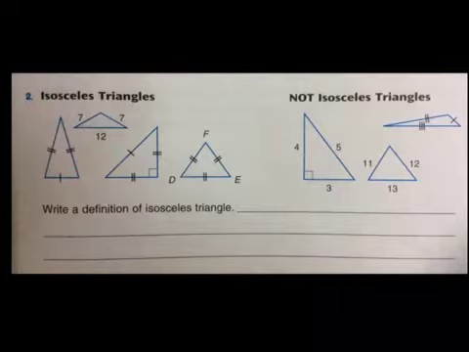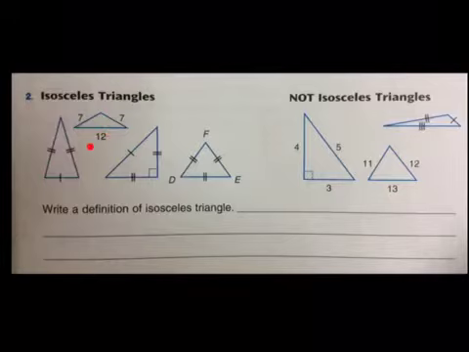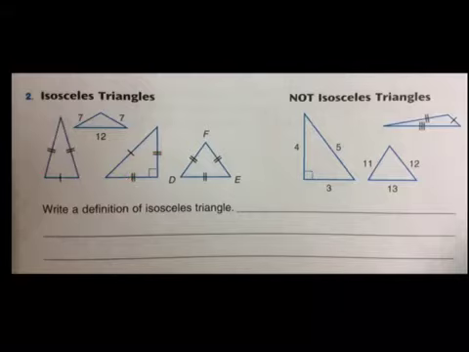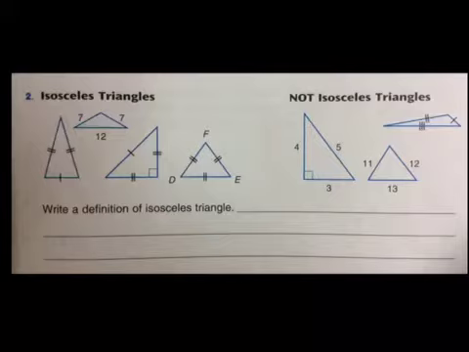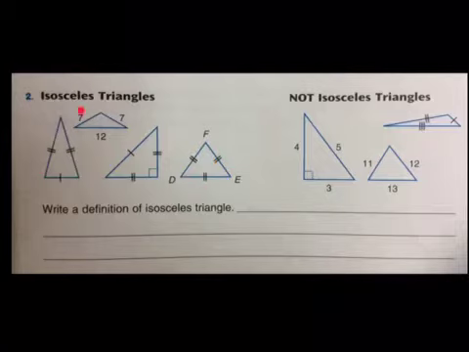Likewise here, 7, 7, and the 12's alone. Over here we have 2 and 2, and the 1 is alone. And on this one, all 3 are the same. Okay, so an isosceles triangle can also be an equilateral. But all equilaterals are not isosceles.